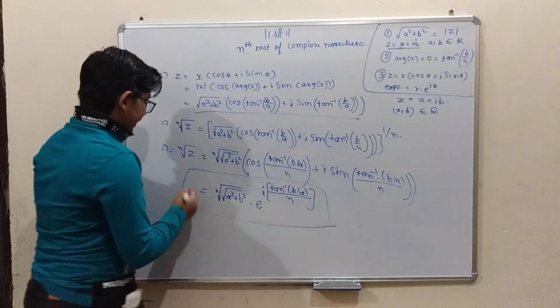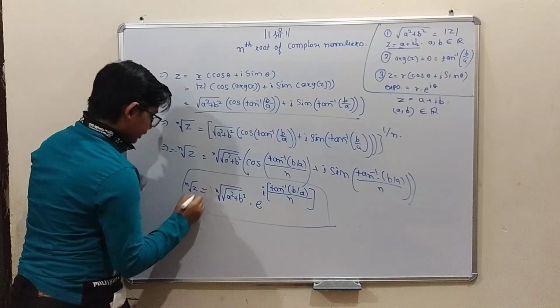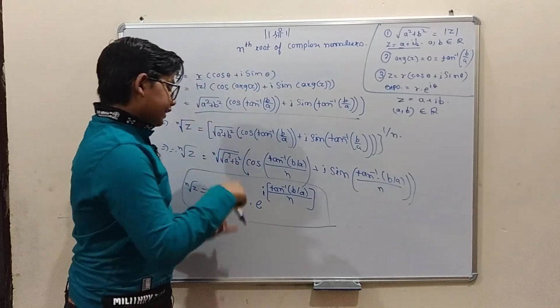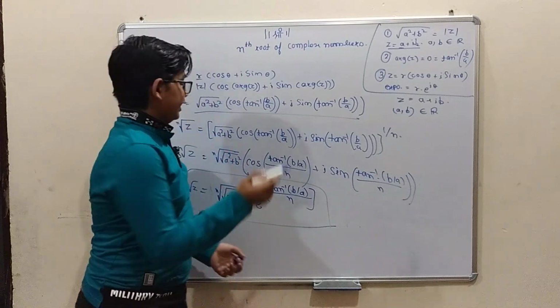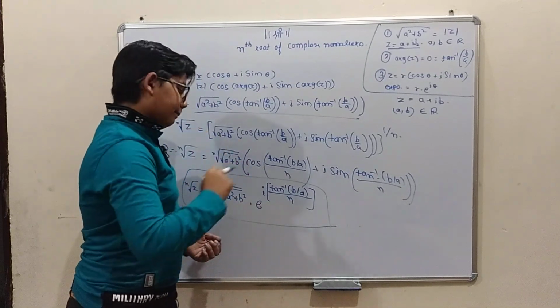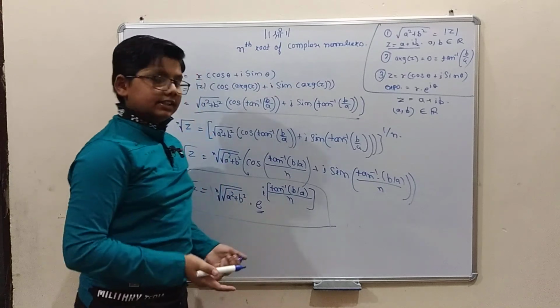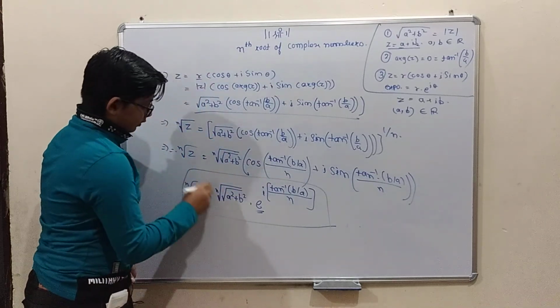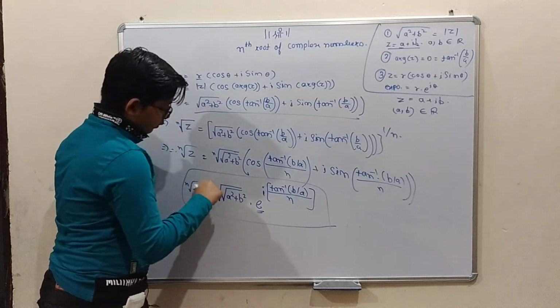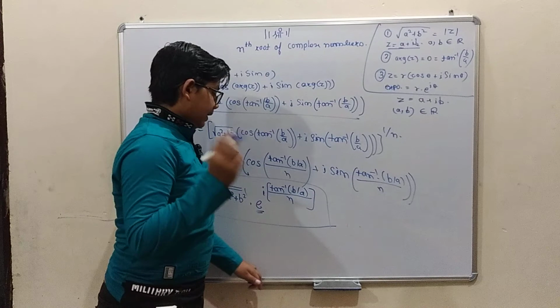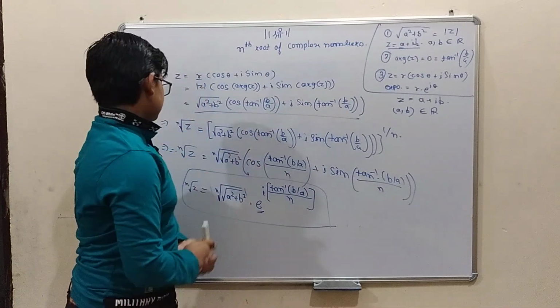So we can say that the nth root of z will be equal to the nth root of a squared plus b squared times e raised to the power i times (tan inverse of b by a)/n, where e is the natural base. So the nth root of z equals the nth root of a squared plus b squared times e raised to the power i times (tan inverse of b by a)/n. This is the final answer that we will get.